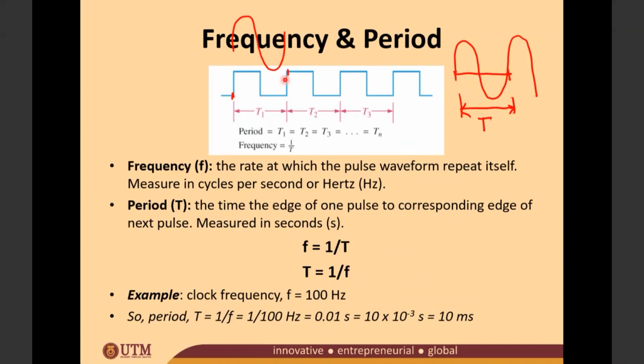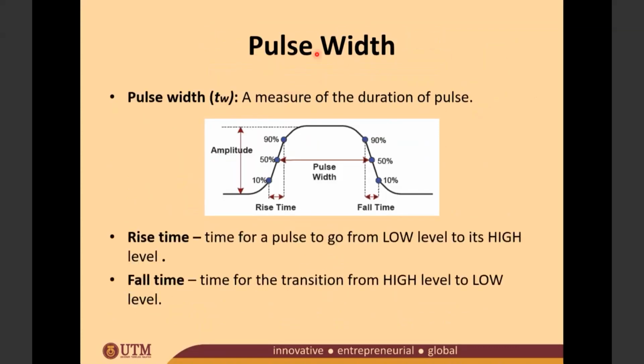frekuensi. Okay, and next, apa lagi kita boleh dapat daripada waveform? Okay, the next one here, we can get another parameter here, which is a pulse width. Okay, so what is a pulse width? A pulse width is a measure of the duration of a pulse. Okay, so dia macam ni. In reality, okay, the transition between rising and falling edge never occurs instantaneously.